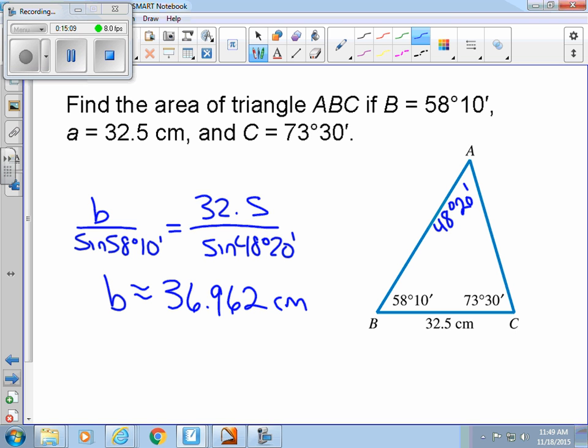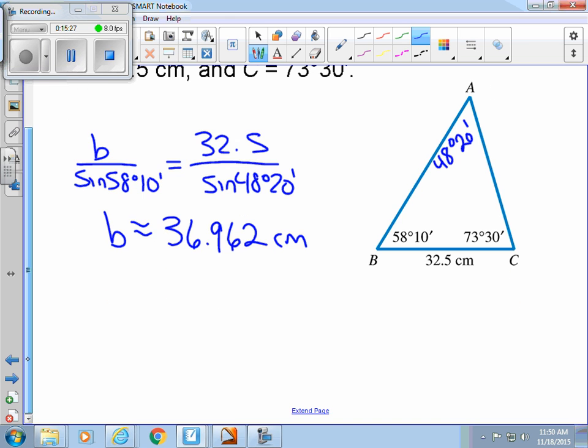Now, keep that number in your calculator. Don't just use the 36.962. Does everyone know what I mean by that? When I use this, I'm going to need to use the whole number. Store that in your calculator or just keep it handy. You can go back up and grab it. So now I do know side B.